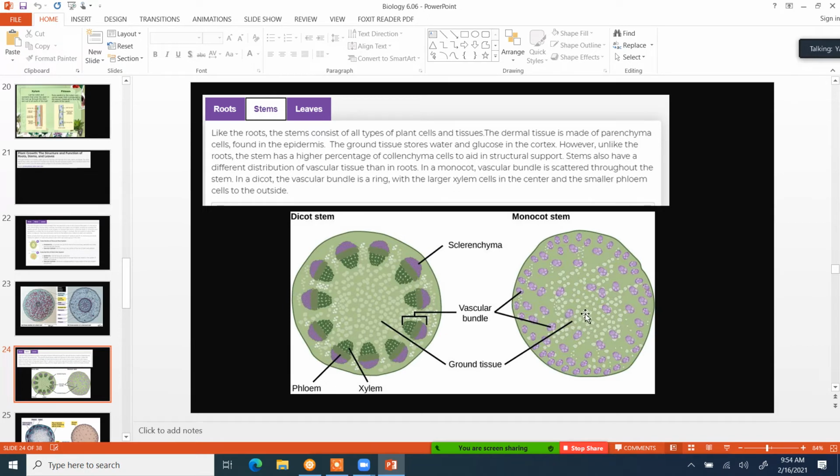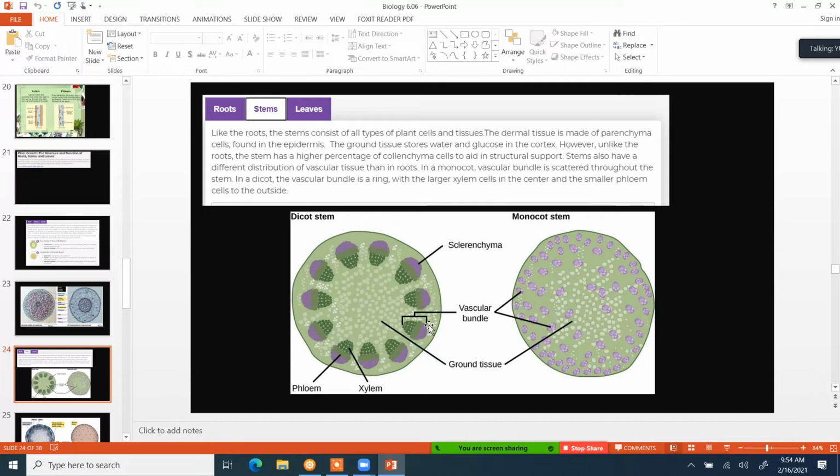You take a stem, take a cross section, and you're going to see these bundles all over the place. Vascular bundles, right? See these purple ones. Are they like veins or just things traveling through? No, these are always xylem and phloem.